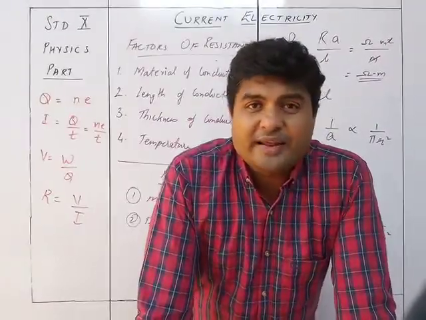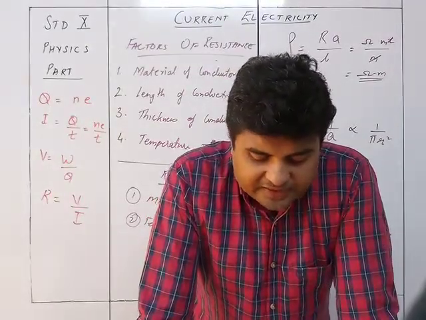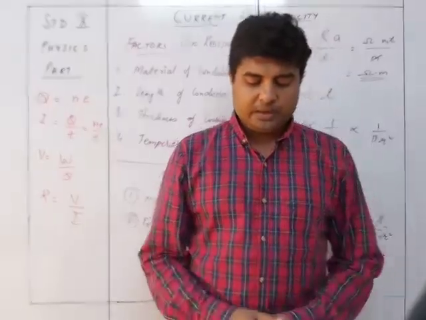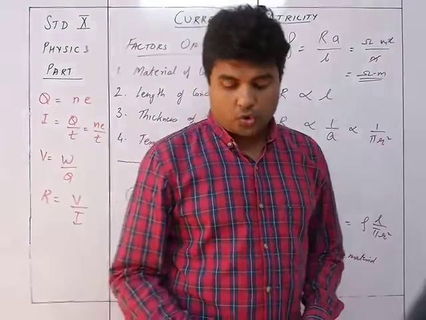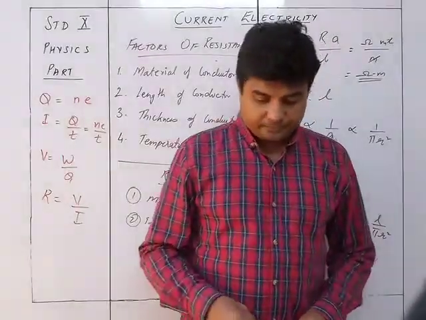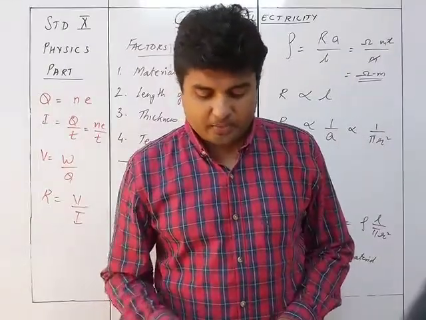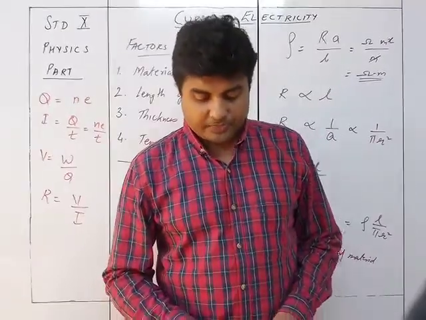Just as we have resistivity, its reciprocal will be conductivity. The reciprocal of specific resistance is known as conductivity. It is represented by the symbol sigma. Thus, conductivity is given as sigma equals 1 upon rho, or L upon RA. The SI unit will be 1 upon ohm meter, or ohm raised to minus 1 meter raised to minus 1, or Siemens per meter.